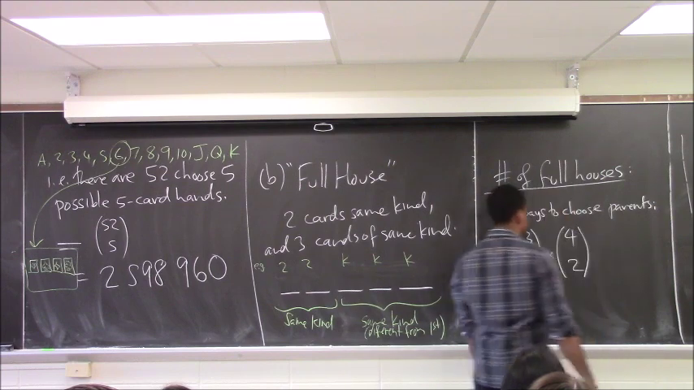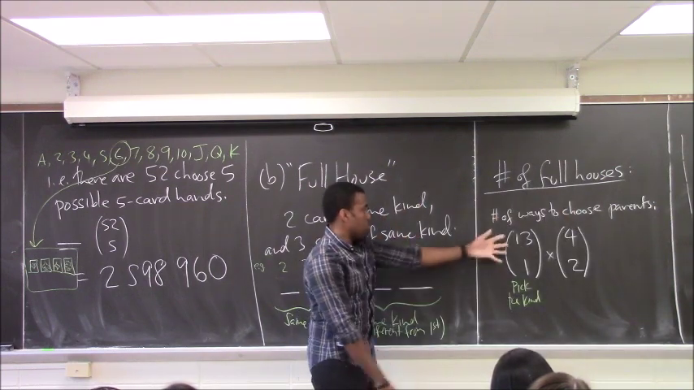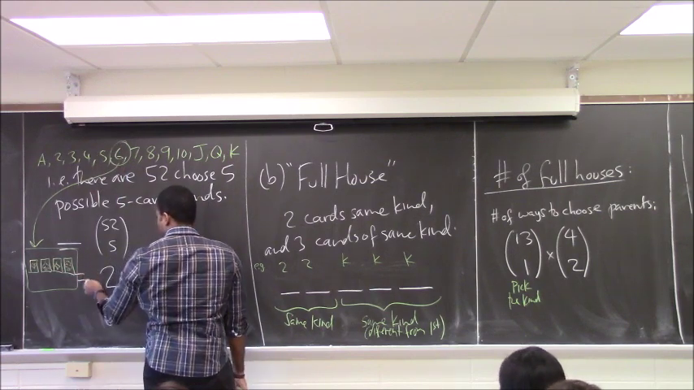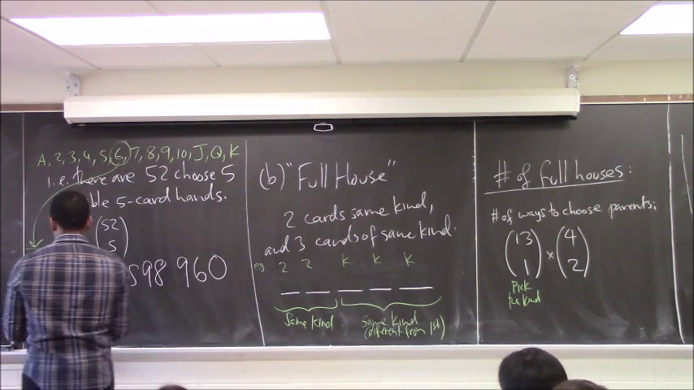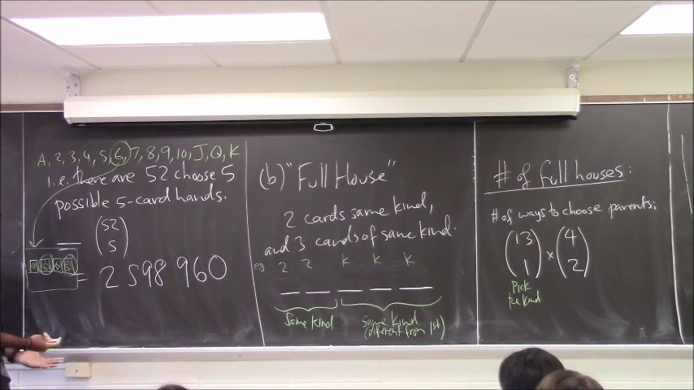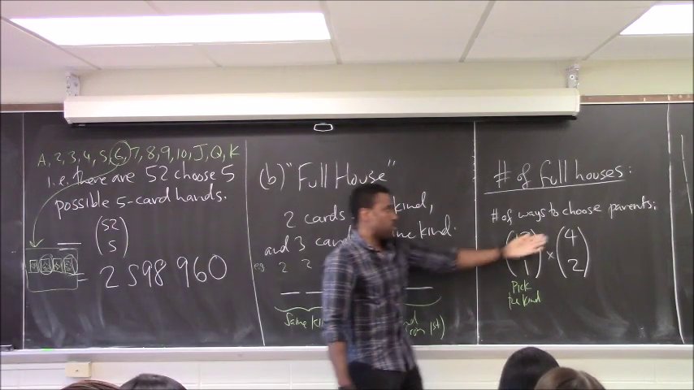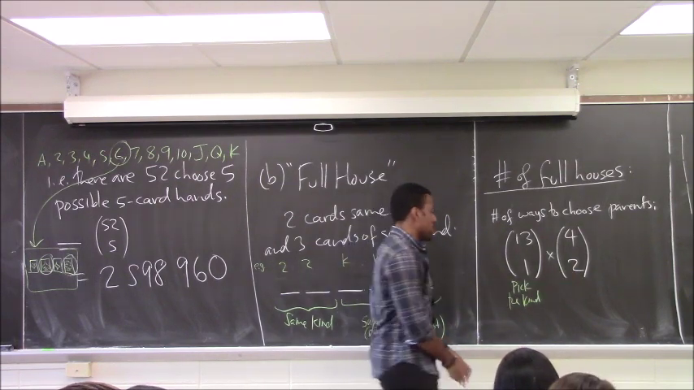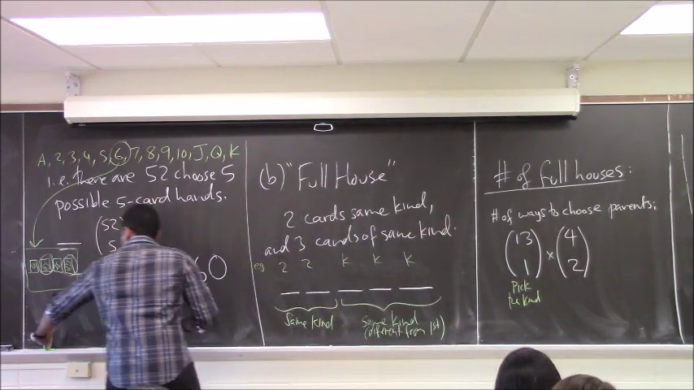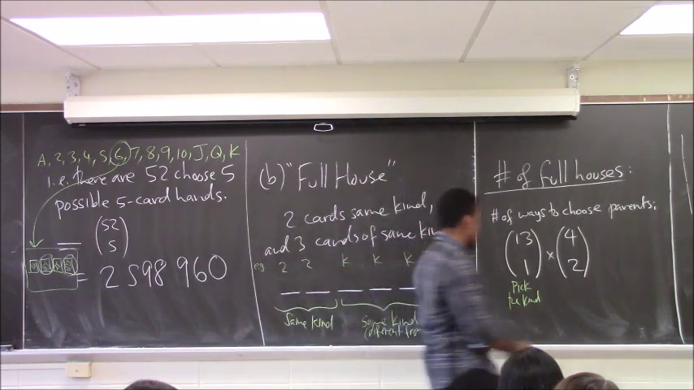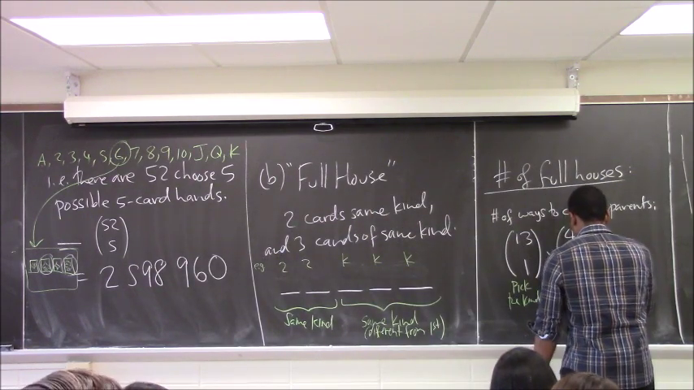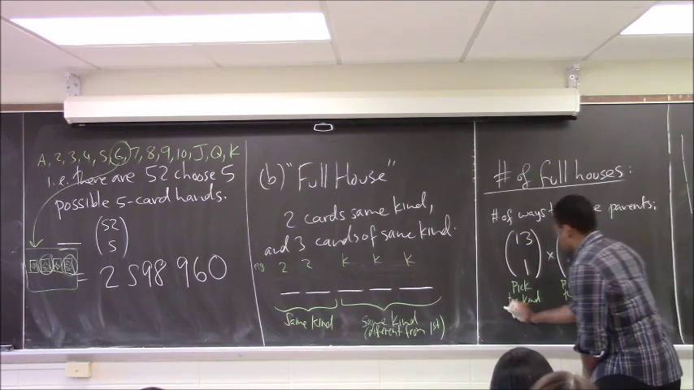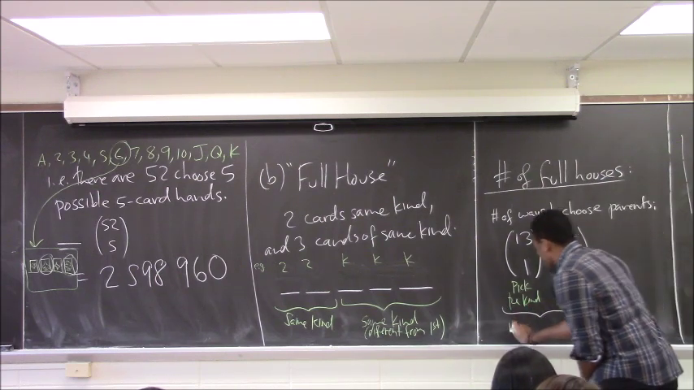4 choose 2. First I'm going to pick what number I want. Once I pick the number, there are 4 possibilities. I'm going to pick 2 of them at random. How do I do that? Well, out of 4 possibilities, I just make a choice of any 2. What I just applied here was the multiplication. Here, I picked the kind. Here, I picked the suit. And here, I'm applying the multiplication.